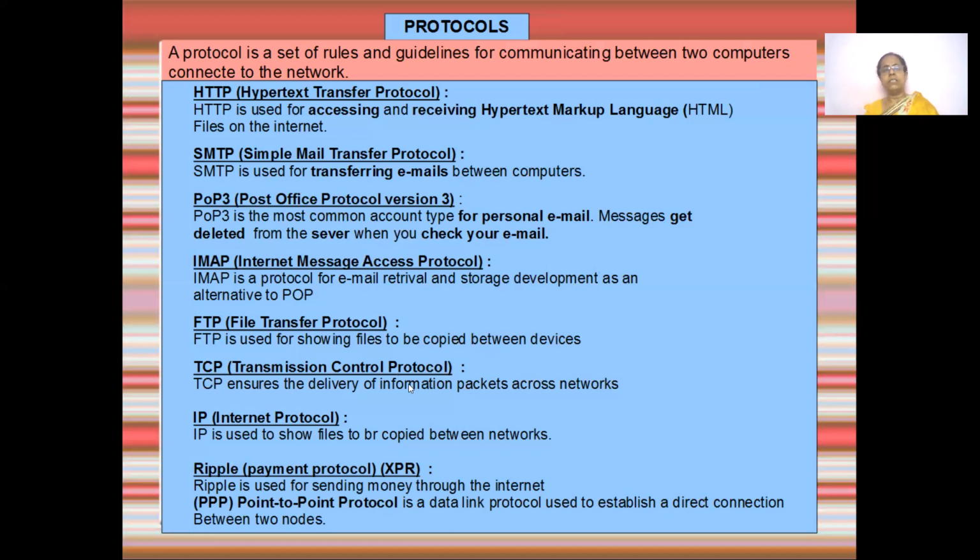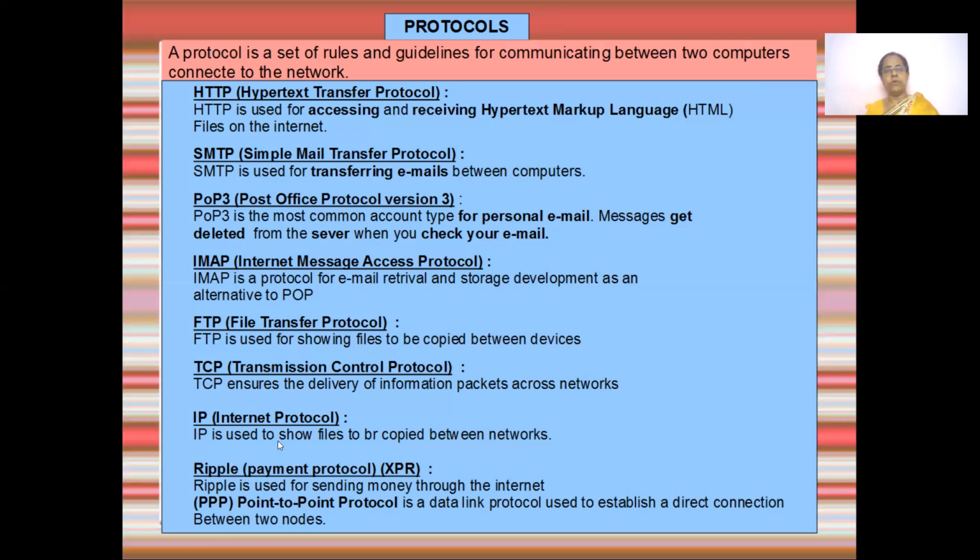TCP means Transmission Control Protocol. This is one of the most important protocols on the internet, TCP and IP. TCP means Transmission Control Protocol. It's controlling. It ensures the delivery of information, and it sends it in small packets. The information is sent across the net so that it reaches its destination without any problem. So this is TCP.